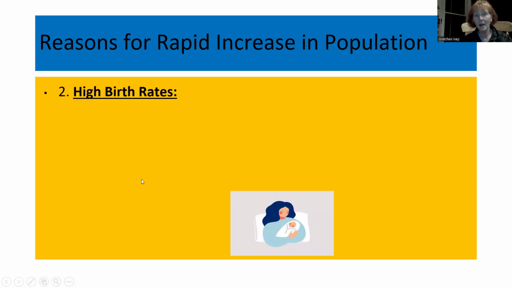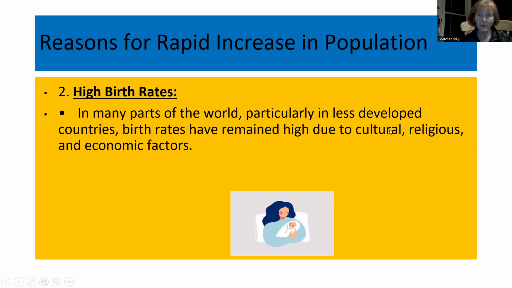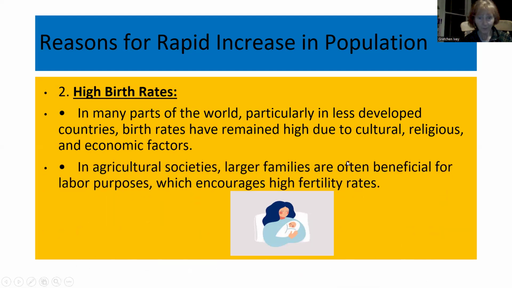Another reason for a rapid increase is high birth rates and high infant survival rates. So in many parts of the world, particularly in less developed countries, birth rates have remained high due to cultural, religious, and economic factors. In agricultural societies, larger families are often beneficial for labor purposes, which encourages the high fertility rate. So again, my great-grandmother's generation, they had 14 children. Everybody had a job on the farm.